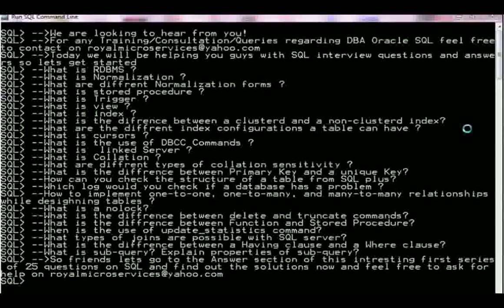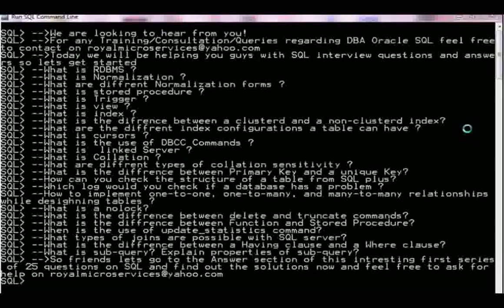What is the difference between a clustered and a non-clustered index? A clustered index is a special type of index that reorders the way records in the table are physically stored. Therefore, a table can have only one clustered index. The leaf nodes of a clustered index contain the data pages.